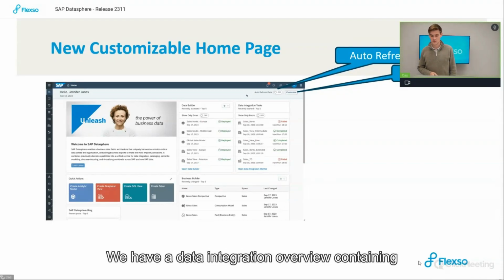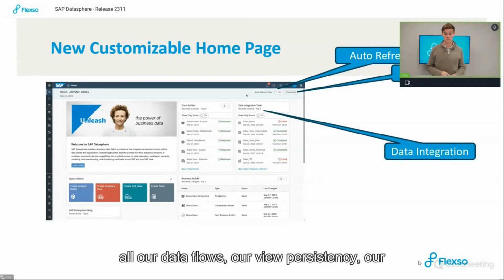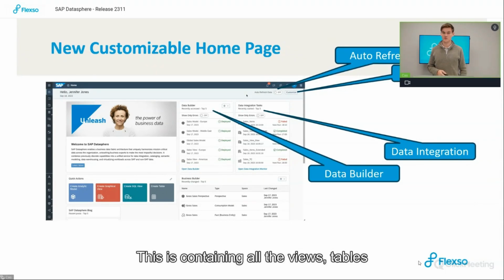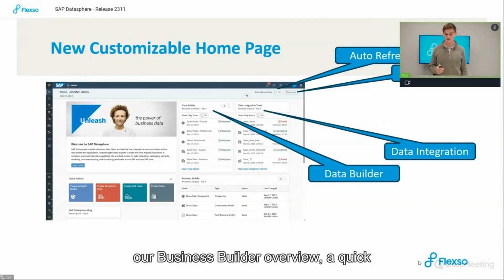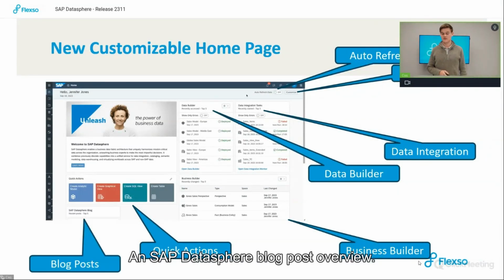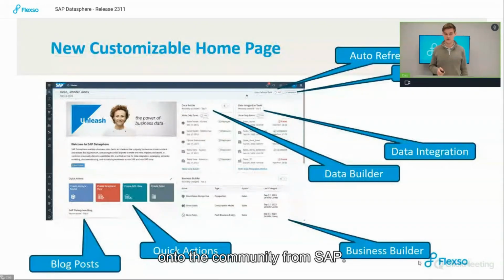We have a data integration overview containing all our data flows, our view persistency, our replication flows, etc. We have a data builder overview. This contains all the views, tables, and other objects within the data builder. Our business builder overview, a quick actions tab. This is also customizable by the user. And an SAP Datasphere blog post overview. So these are the blogs that are appearing on the community from SAP.